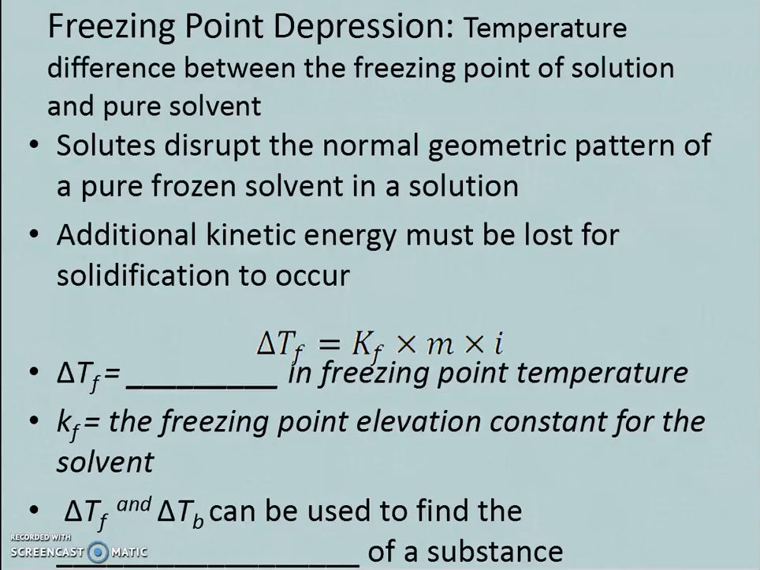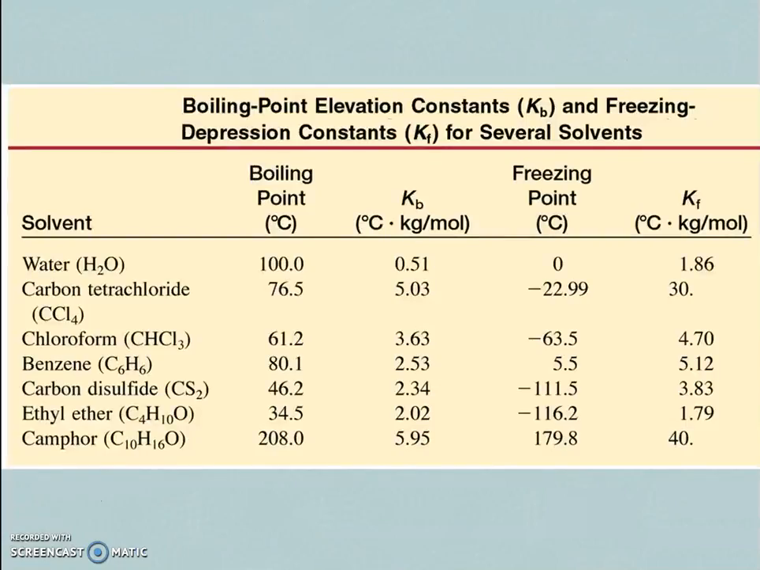And the equation that we have here is delta Tf, the change in the freezing point temperature. Kf is the constant, m is the molality, and i is that Van't Hoff factor again. And as I said earlier, the change in temperature for freezing and boiling point can be used to find the molar mass of a substance if we really needed to, but I don't think I'm going to make you guys do that.